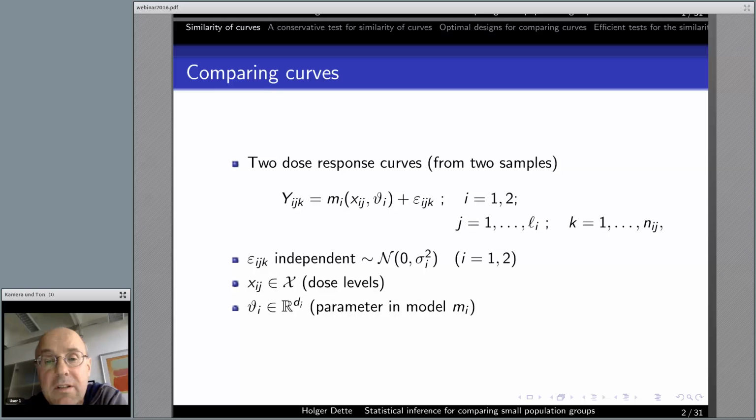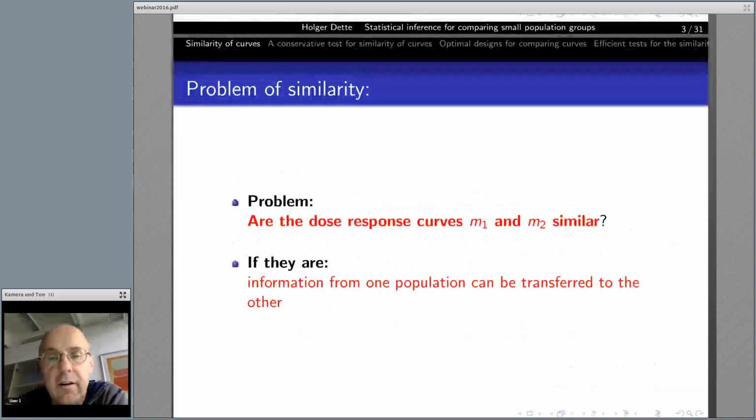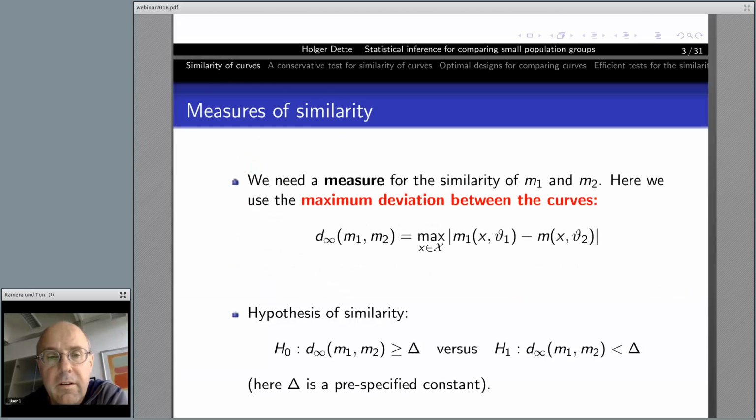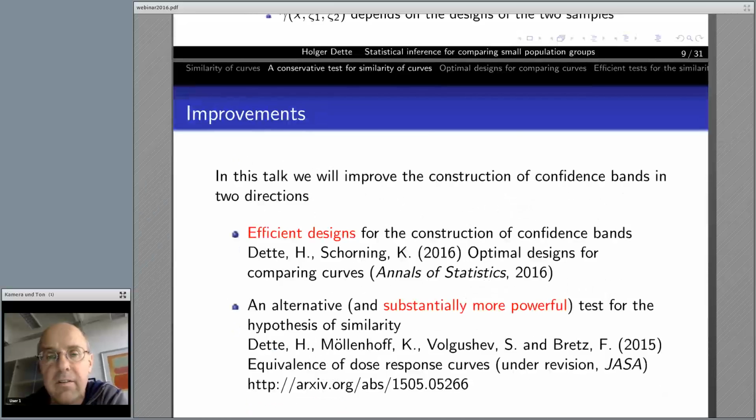For simplicity, we assume that they are normally distributed, but that's not the main point. So those response curves in the usual way we write them. And the question is now, again, are these curves similar? And if they are, then we would like to transform information from one population to the other. Okay. So this means now if we want to talk about similarity, we have somehow to define, oh, this was too fast, sorry.